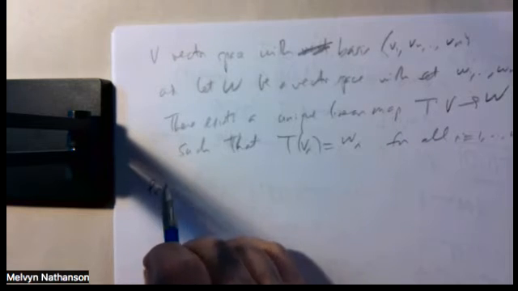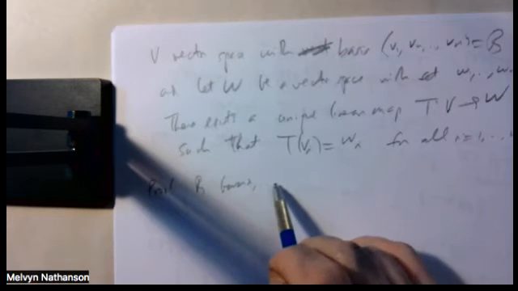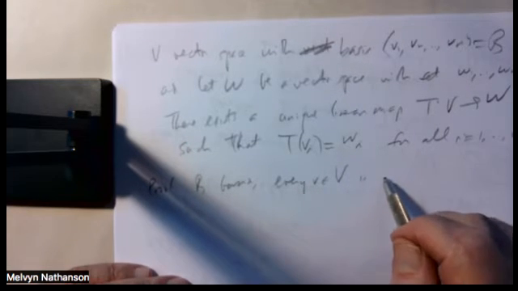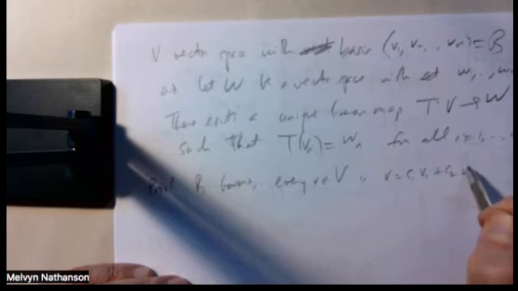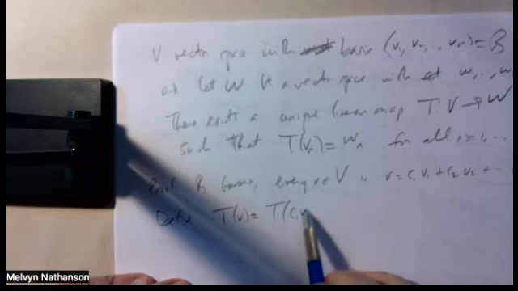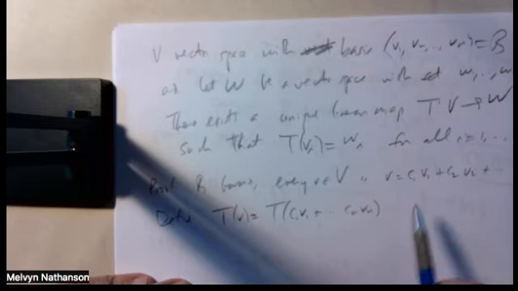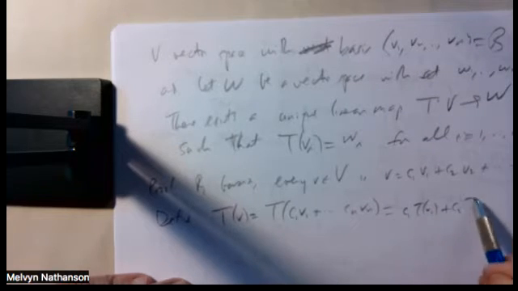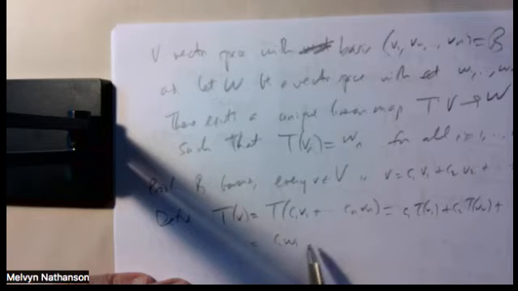And the proof is the following. Let's call this set B. Since B is a basis, every vector V in V is some linear combination of vectors in the basis. And we define T of V, and that's going to be T of C1 V1 up to Cn Vn. If this is going to be linear, it's going to have to be C1 T of V1, C2 T of V2, up to Cn T of Vn. That's going to be C1 W1 plus C2 W2 up to Cn Wn.